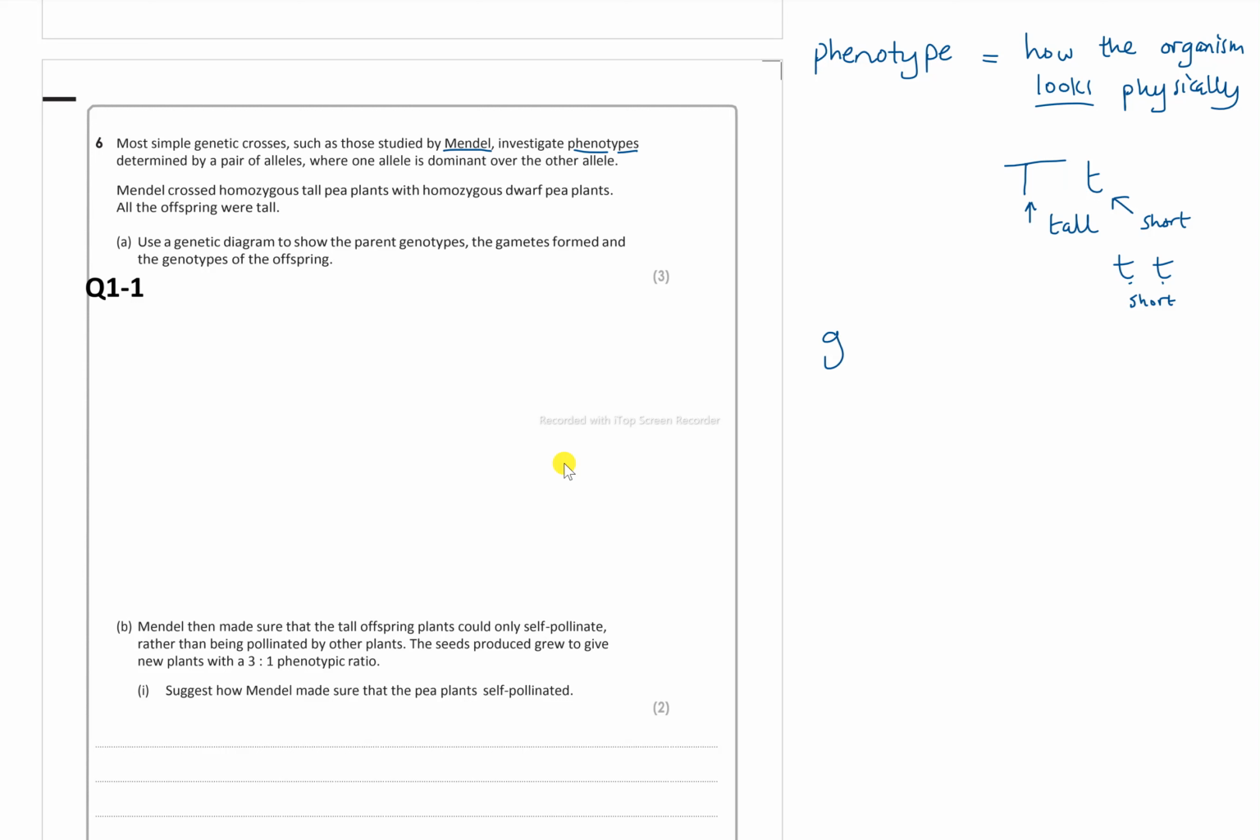Right, genotype, I like to look at it as what types of genes you've got. So here, you've got big T, small t. That codes for a tall plant, that codes for a short plant. Right. Without getting too complicated, right, okay.